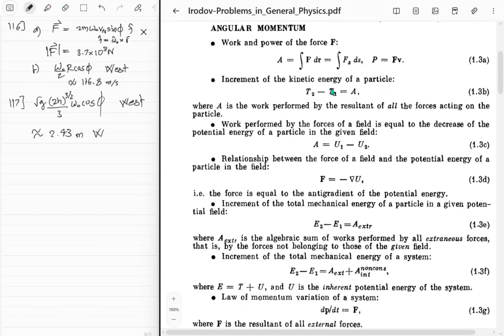Okay, the increment of the kinetic energy of a particle. Why are they using this kind of notation? T2. They could have used K. They could have used KE. What is this? T of all things.